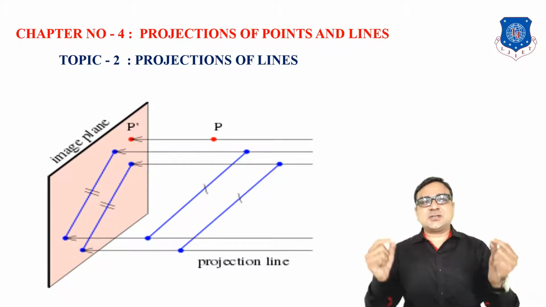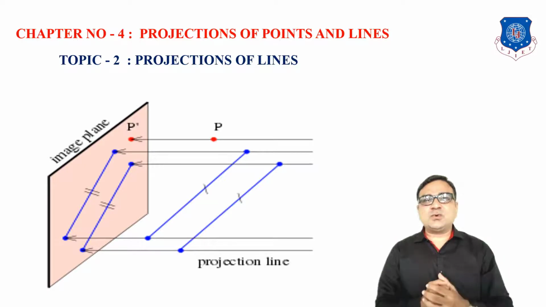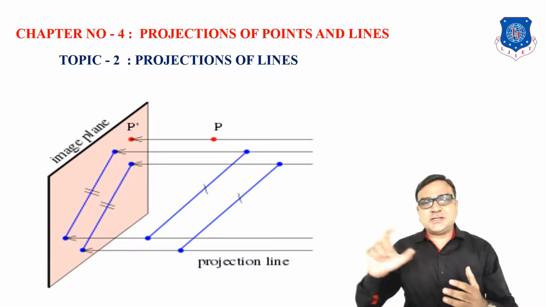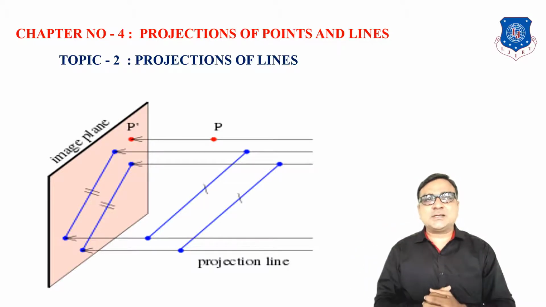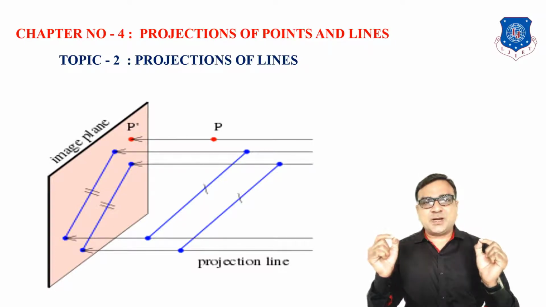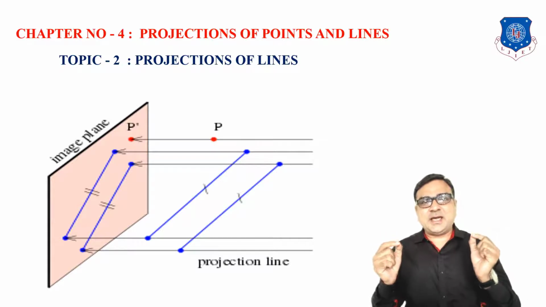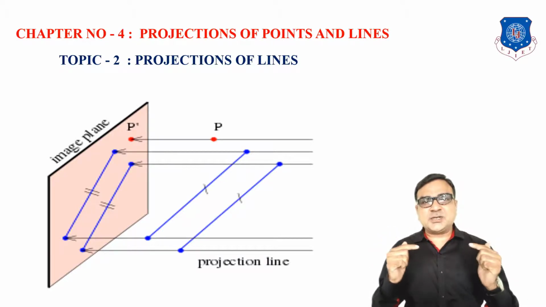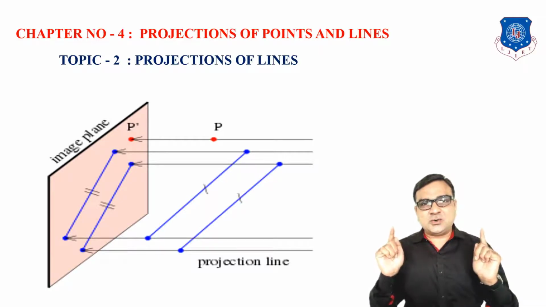Actually, a line has two ends, and between these two ends there are a number of points. But we are not interested in projecting all these points between the two ends; we consider only the end points of the line. For example, line AB means A and B are the two end points, and we will do the projection of those two points only.